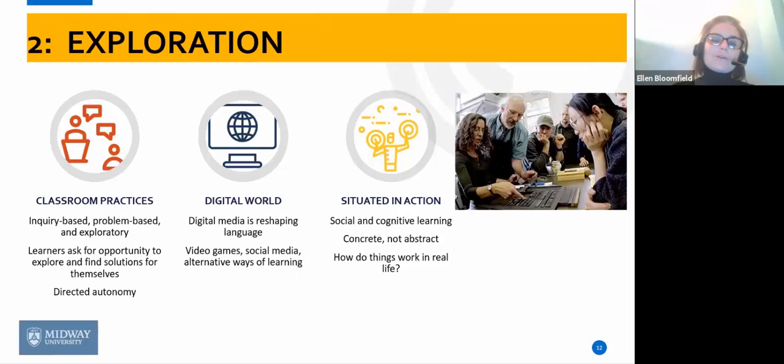So with regards to exploration, the last thing I want to point out is this situated in action piece. If you're exploring, you are plopping them in a situation where they can explore how things work in real life. And that goes back to some of the other things that we have touched on prior.